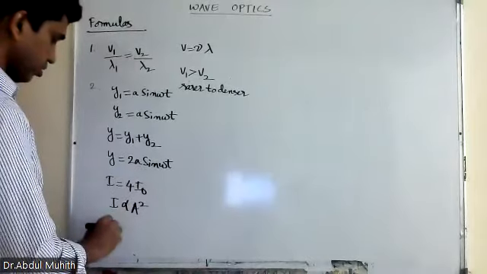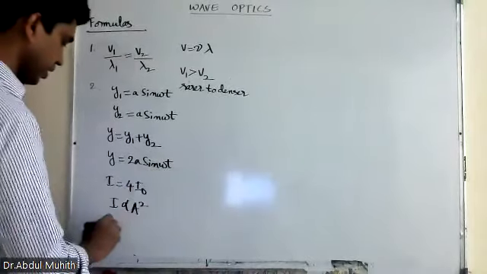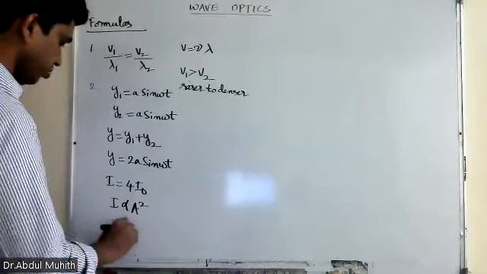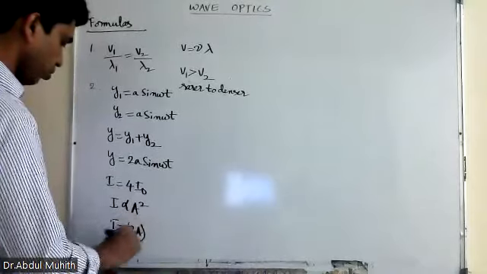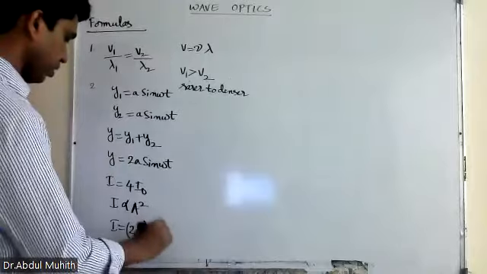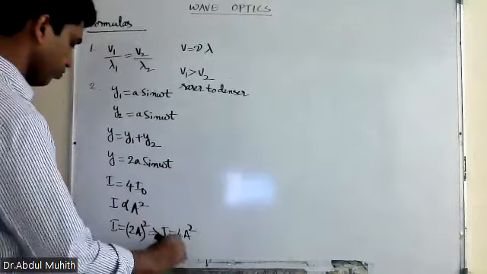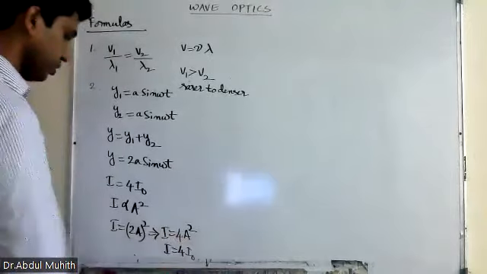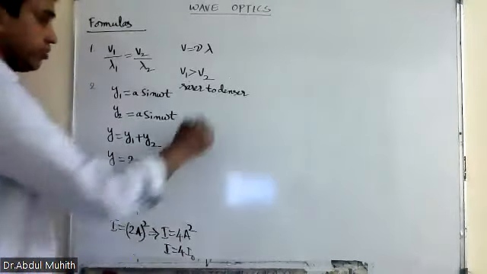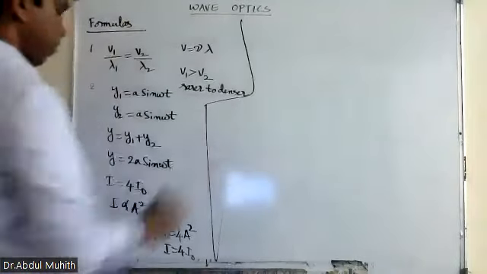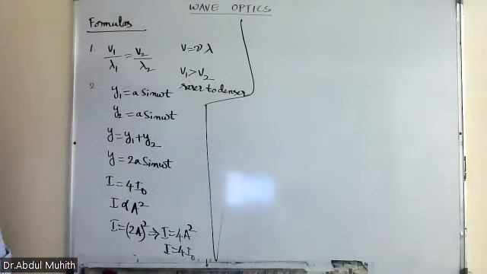Is it not? So if you take this case, I is equal to 2A whole square. It will become I is equal to 4A square. So I is equal to 4I naught. Is that clear? This is how we got the first one. This is what we got from the first one.